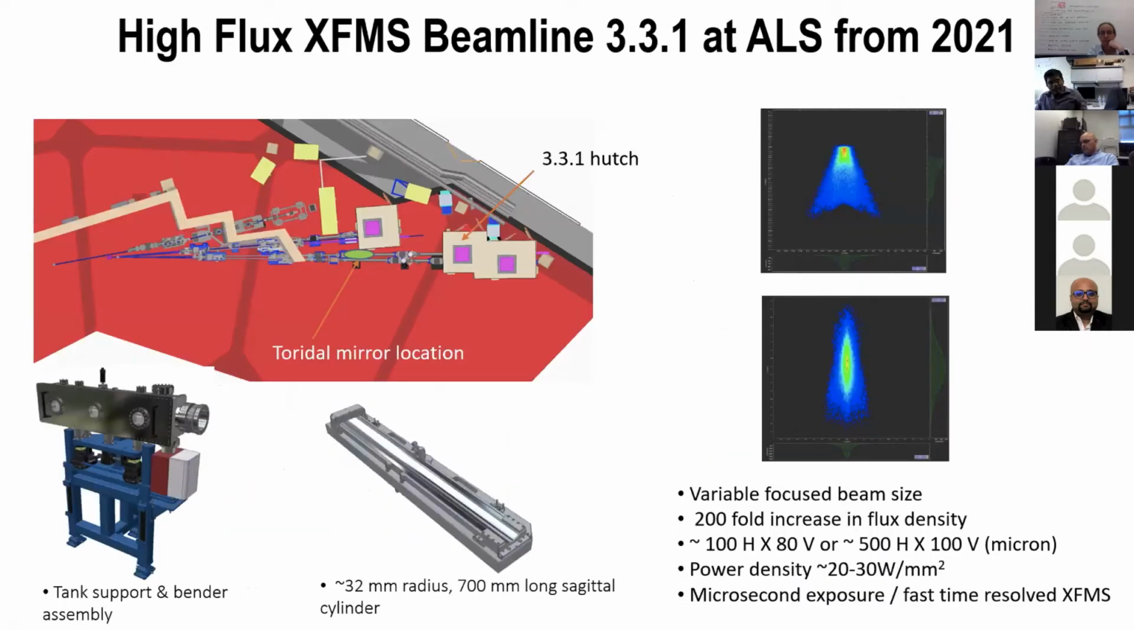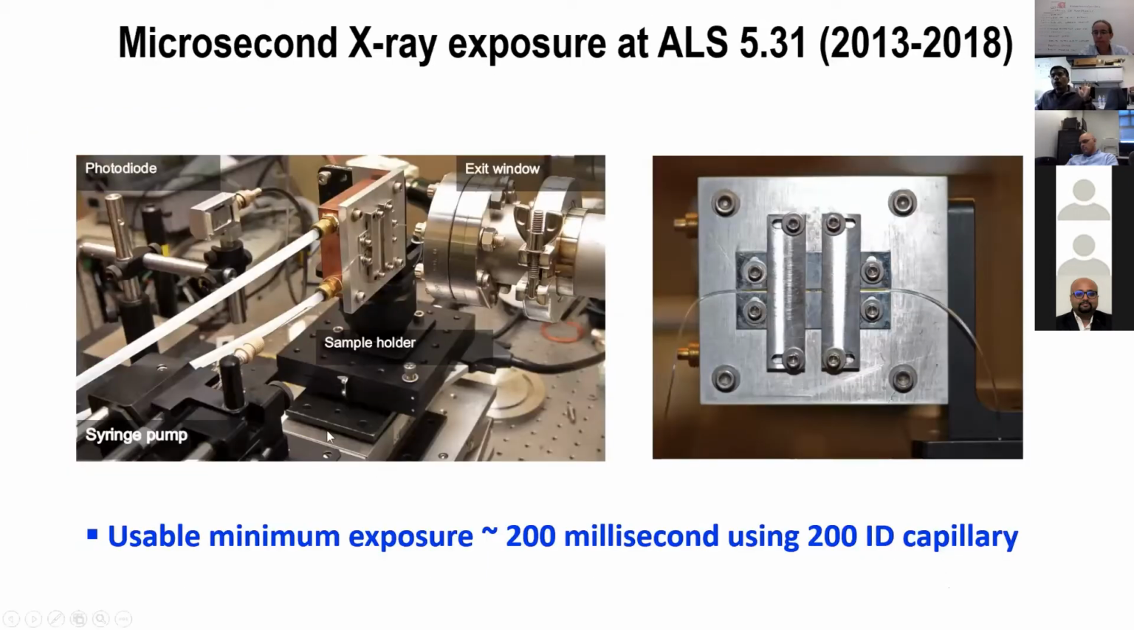At the moment, we are installing a similar focusing mirror at our ALS beamline, which will come up running in 2021. We will be getting a pretty high dose, with power density around 30 watts per millimeter square, which is comparable to NSLS-II, maybe a little bit less, but it's enough for doing microsecond exposure.